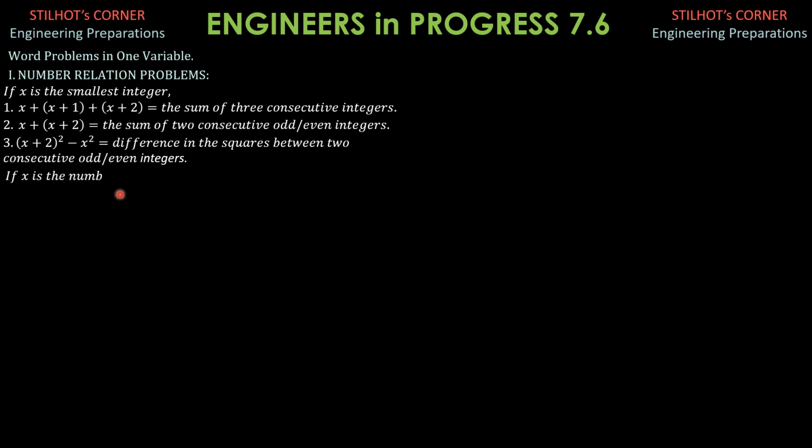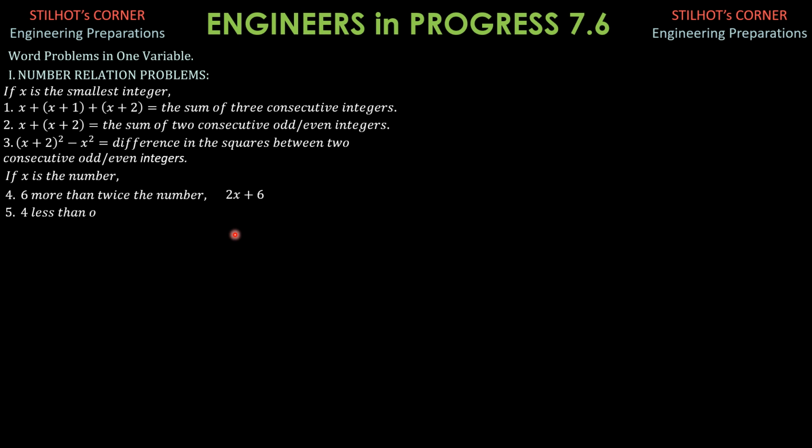Then if x is the number, we have this English statement: 6 more than twice the number. You're going to interpret this as 2x plus 6, not 6 plus 2x. So take note, 6 more than twice the number is 6 more than twice the number x. So that is interpreted that way. Do not interpret that as 6 plus 2x. Do not follow the arrangement, the sequence of the wordings. This should be the proper interpretation.